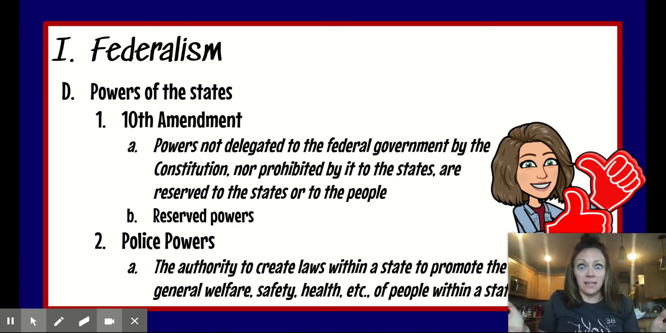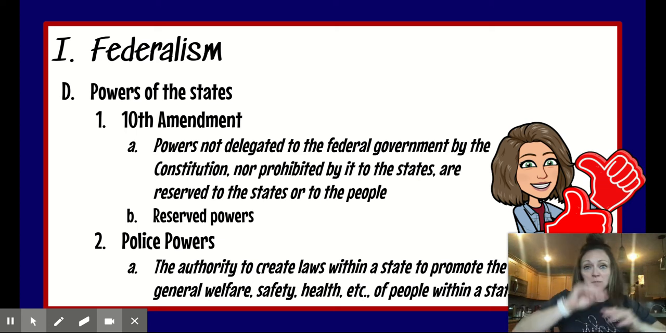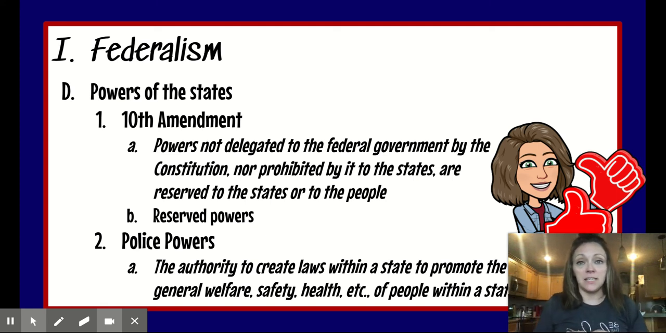And one of the best examples of this is the issue of education, okay? Nowhere in the Constitution does it say anything about education, yet we have a system of education in the United States. Now we have a federal Department of Education, right, that is responsible for overseeing all of the different policies and laws dealing with education. But then each individual state is responsible for the education of students within their boundaries.